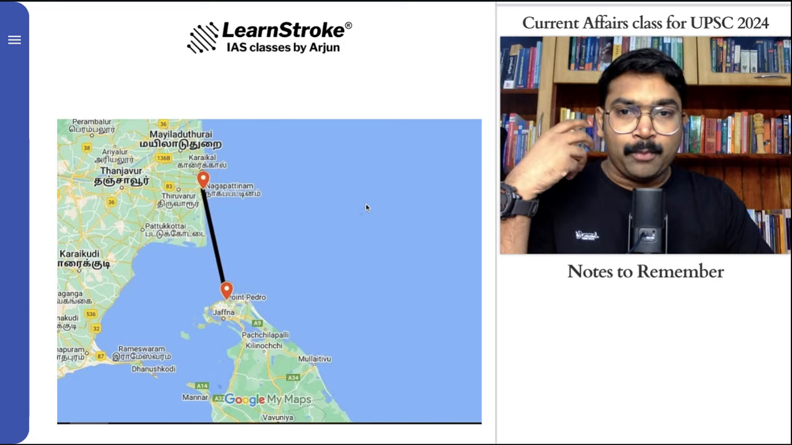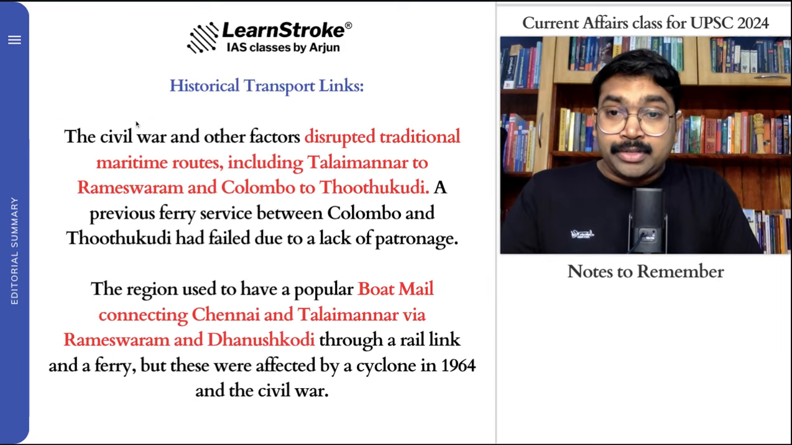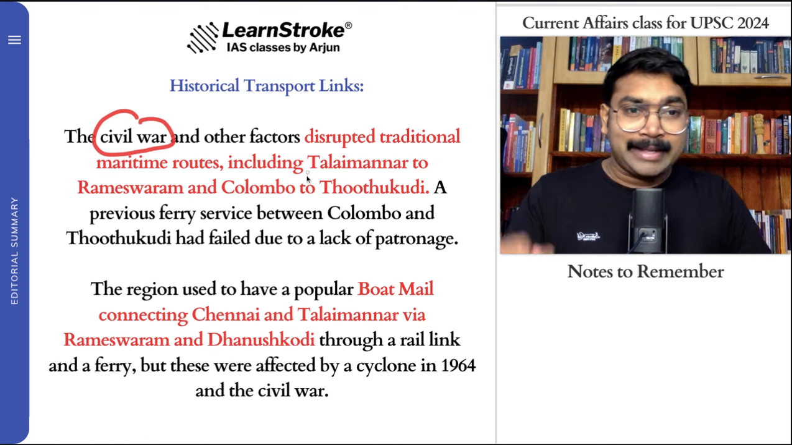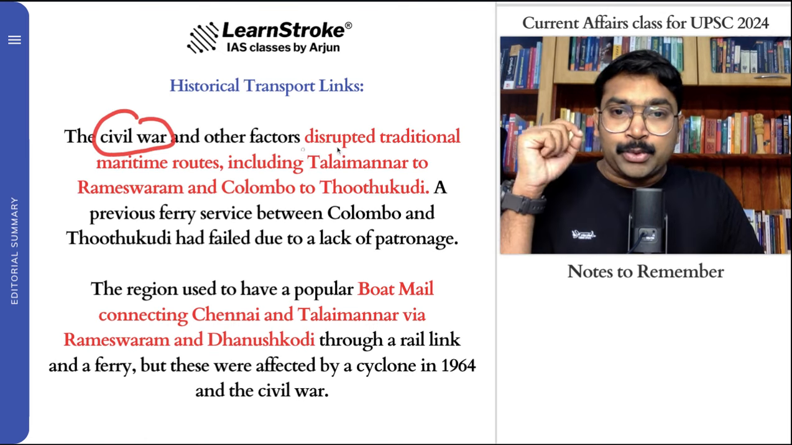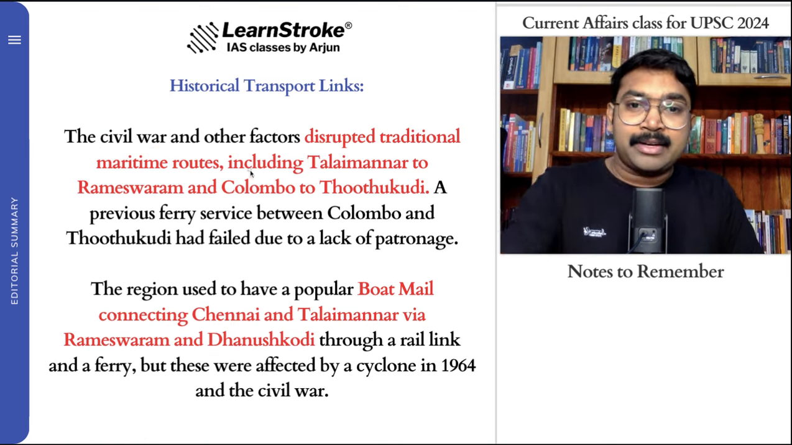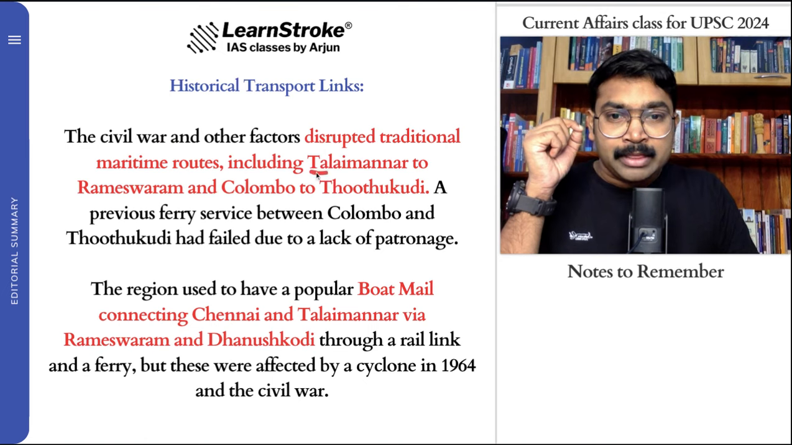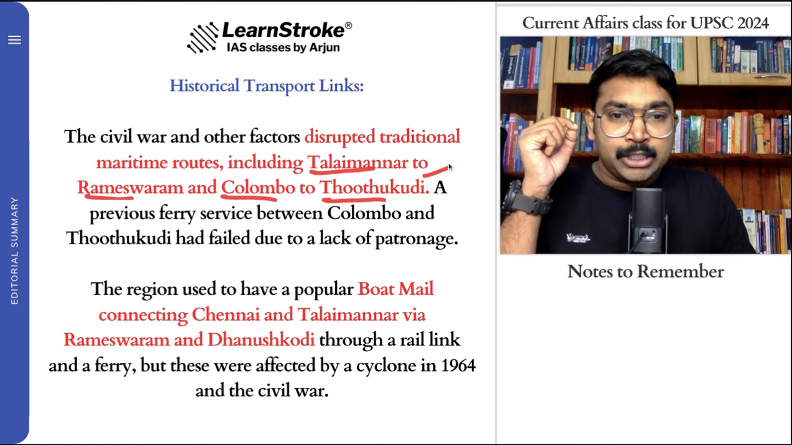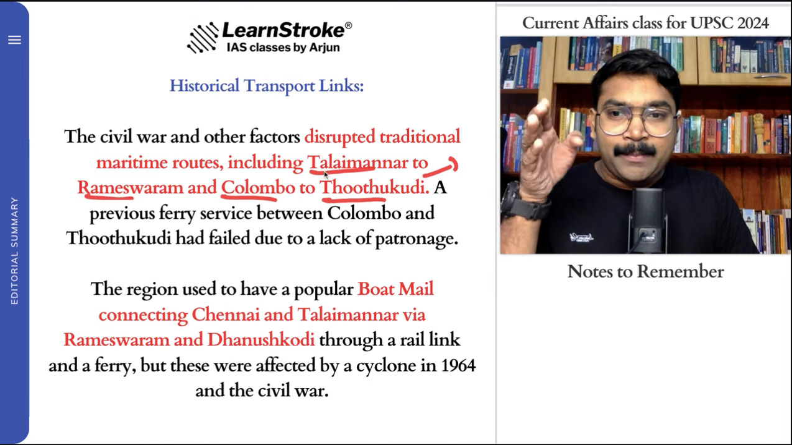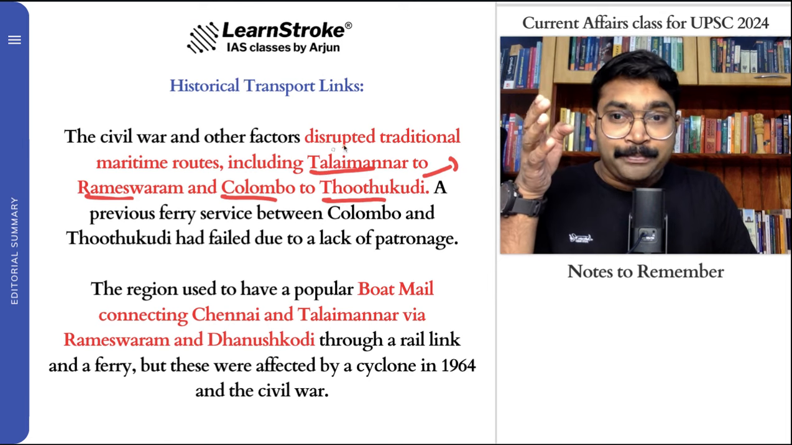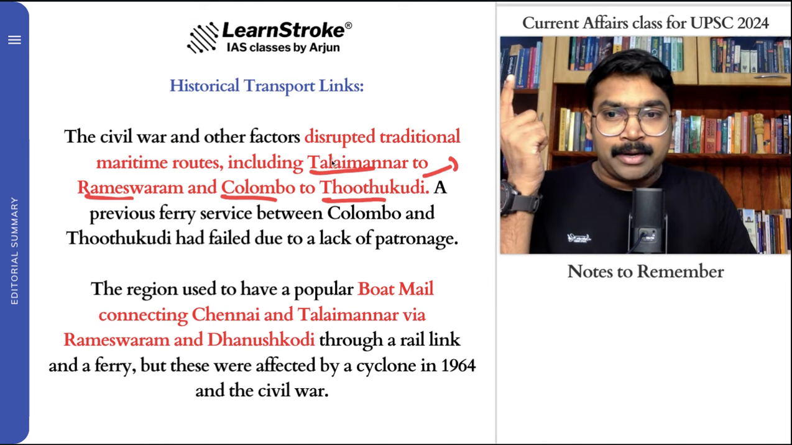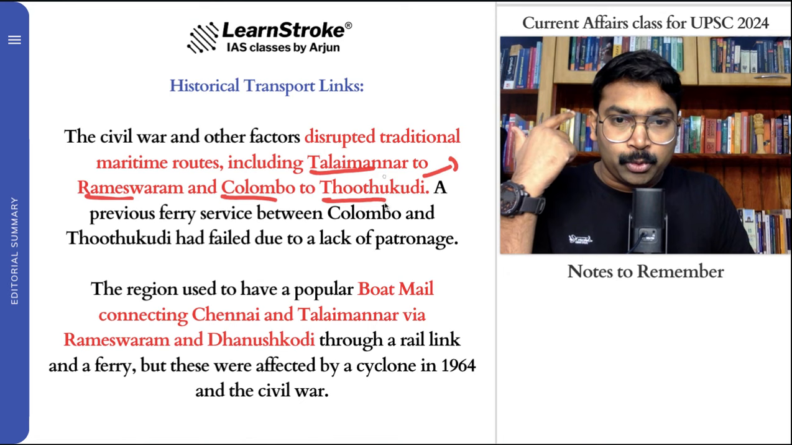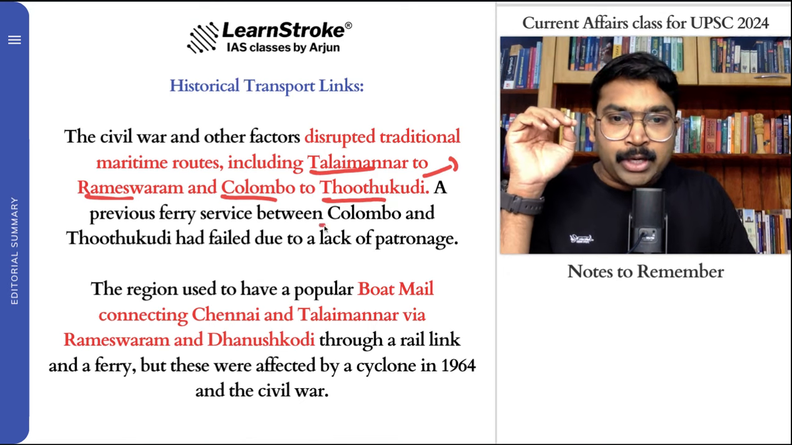So let's check more important points. In Sri Lanka, you must be knowing, civil wars have been continuing, and it's not a good thing that has happened in Sri Lanka. So it disrupted traditional maritime routes. There were traditional maritime routes including Talaimannar to Rameshwaram and Colombo to Thoothukudi, that is Tuticorin. A previous ferry service between Colombo and Thoothukudi had failed due to lack of patronage.